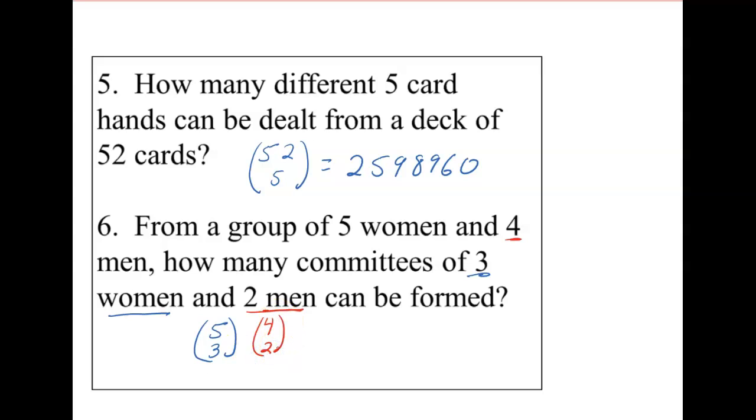And we need to calculate the blue number and the red number. And then the question becomes, well, what do we do with those 2 numbers? Well, this is the fundamental counting principle, that I need both groups. I need the blue and the red groups, so I'm going to multiply those 2 values. Doing that, you should end up getting 60.